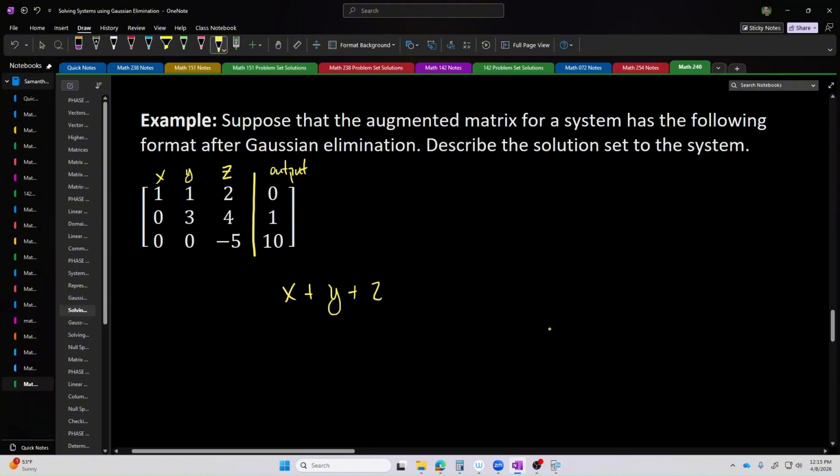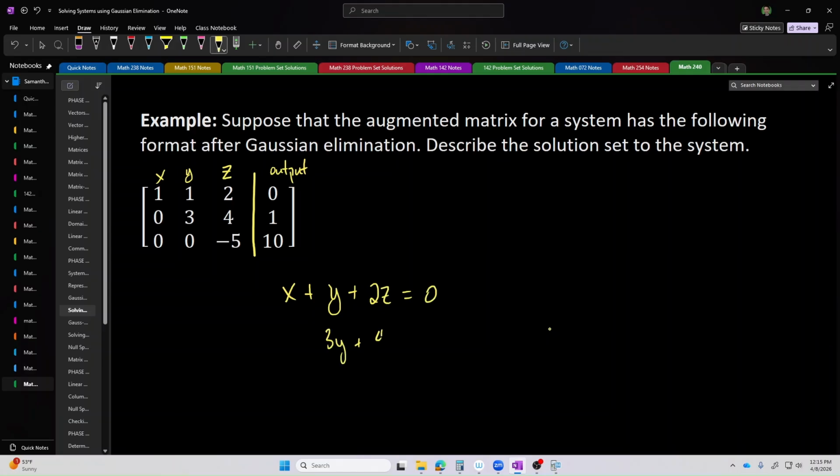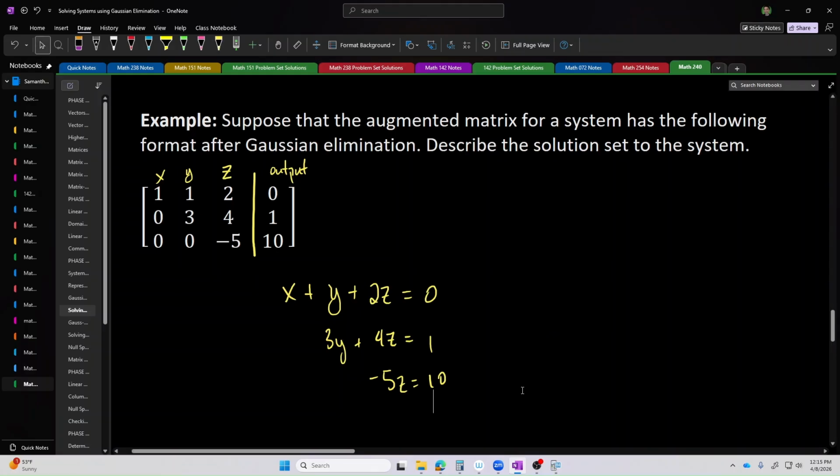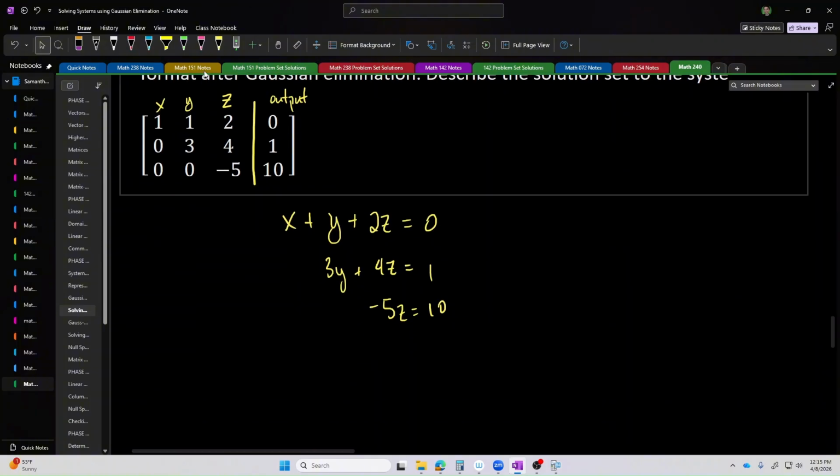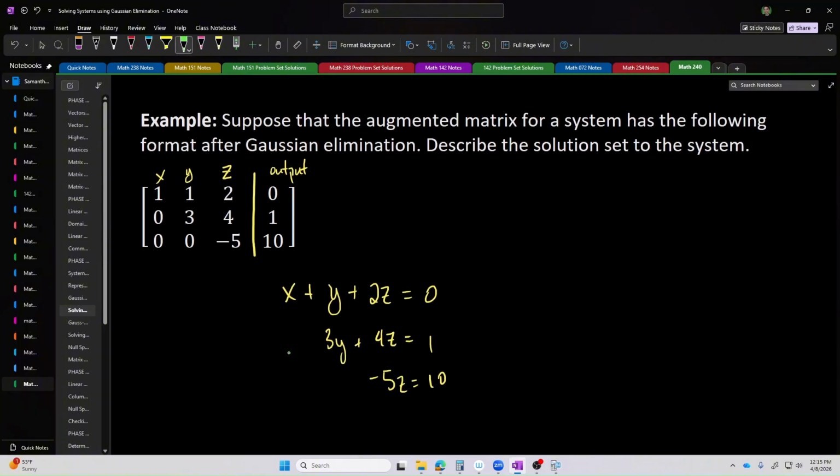We have x plus y plus 2z equals 0. 3y plus 4z is equal to 1, and we have 5z is equal to 10. So this is the system of equations corresponding to this reduced augmented matrix. Because this final equation already has x and y eliminated, we can solve that for z pretty easily. It's equal to minus 2 in this case.